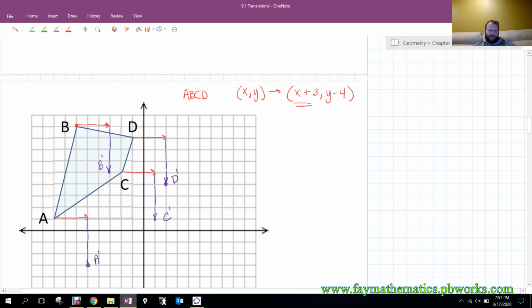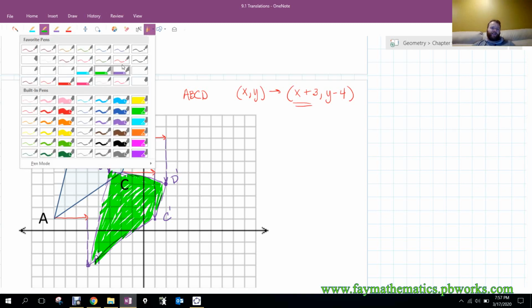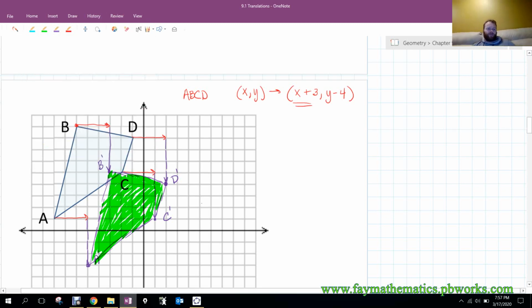If I connect those, so I've got A prime to B prime, then B prime to D prime to C prime, and then C prime to A prime. You can see that that green shape is congruent to the original. Now, often what we're interested in is not necessarily what the shape is, but what these ordered pairs are.